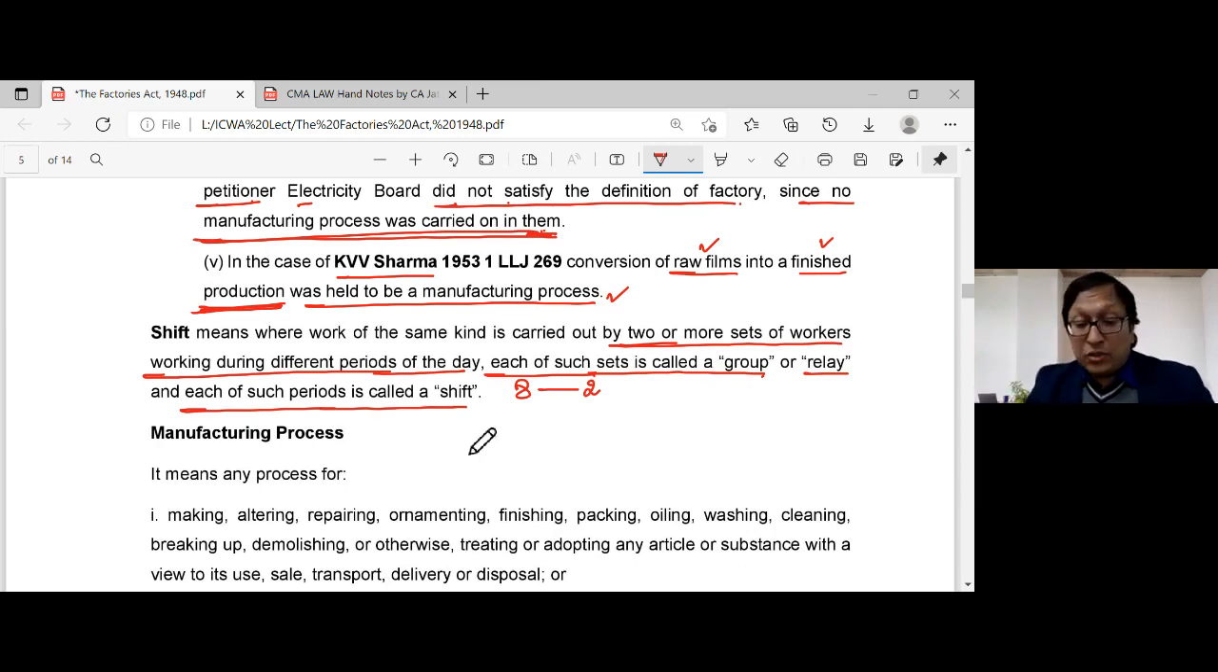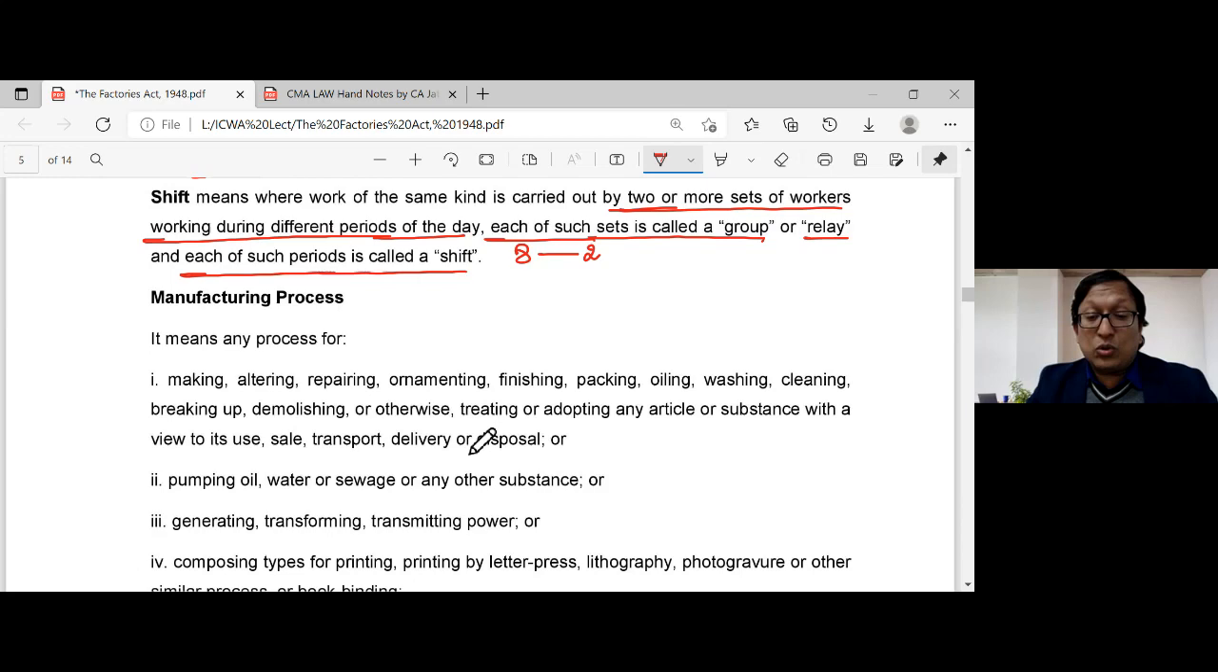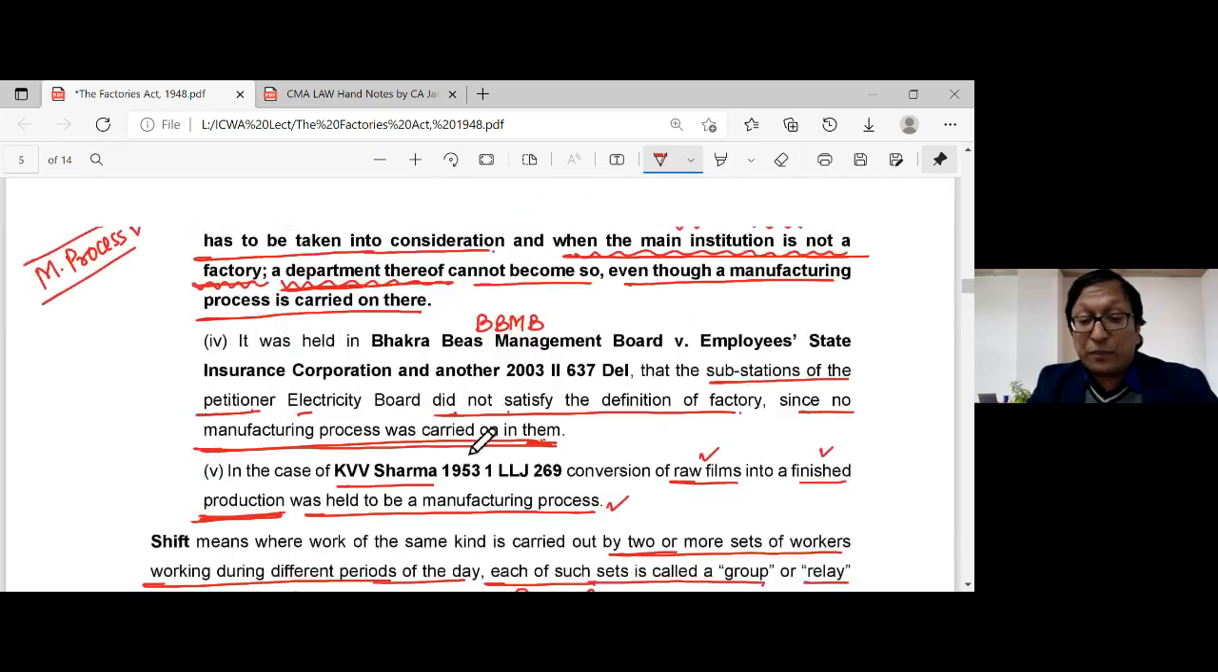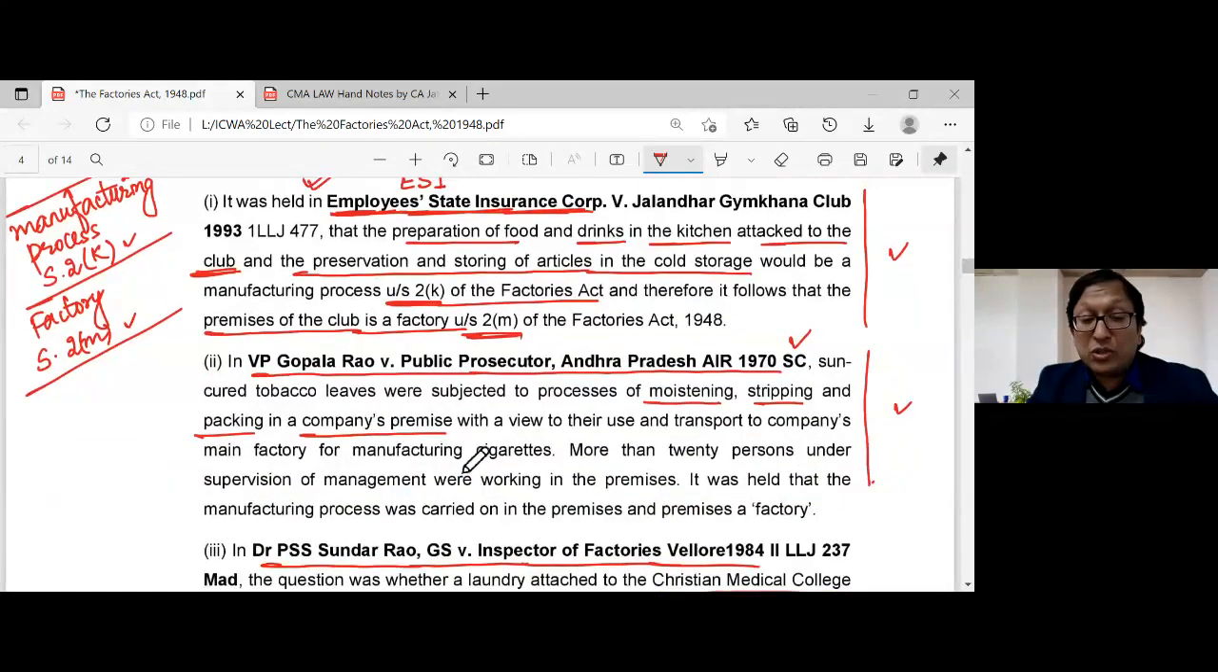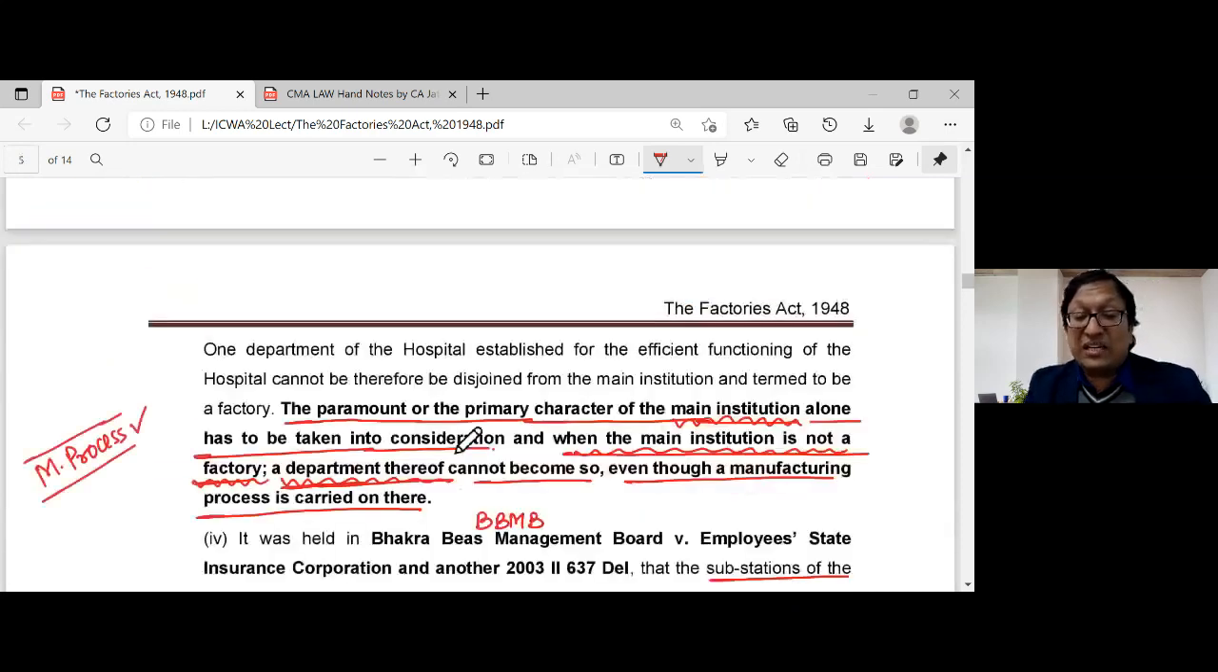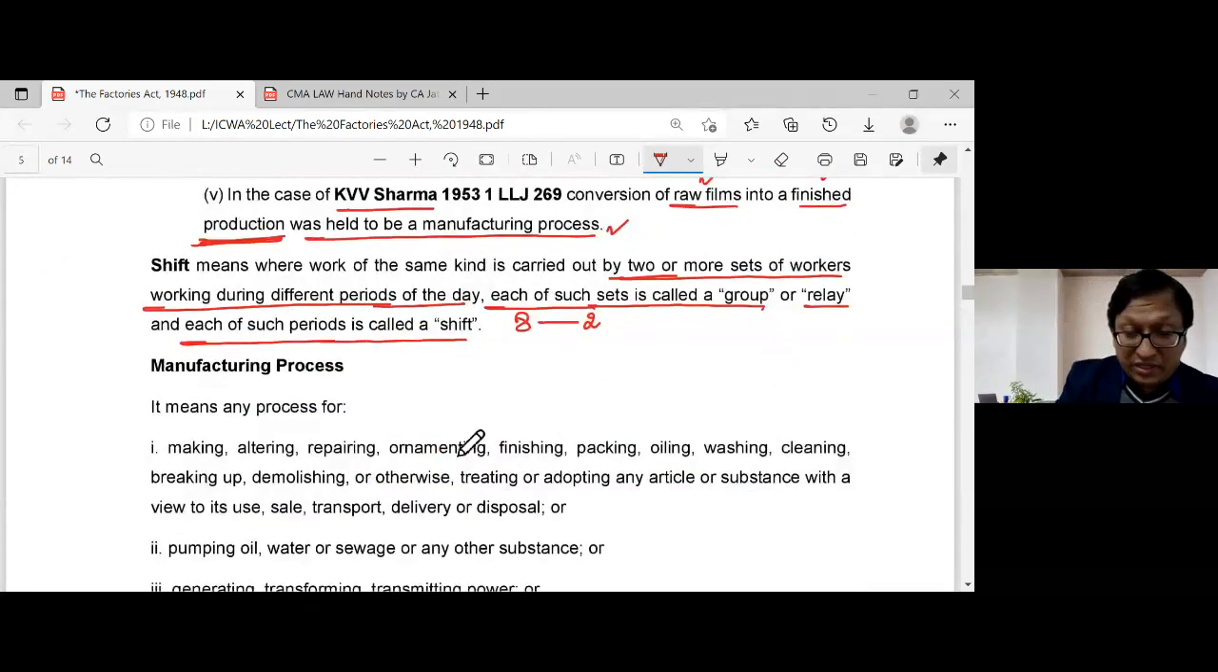Okay, so now I'm coming to the definition of manufacturing process. I told you we need to learn these two definitions: factory, which is 2M, and manufacturing process, which is 2K. So now we are covering Section 2, Clause K.